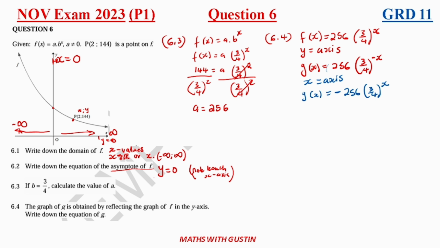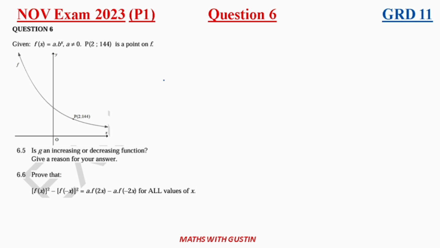And that's how you would deal with a question like this one, 6.1 up until 6.4. Let's move on to 6.5. All right, here we go. 6.5, we said, is g an increasing or decreasing function? Give a reason for your answer. Okay, this is f of x. It means g of x is a reflection of this one along the y-axis. So g of x will be this one here. Is it increasing or decreasing?